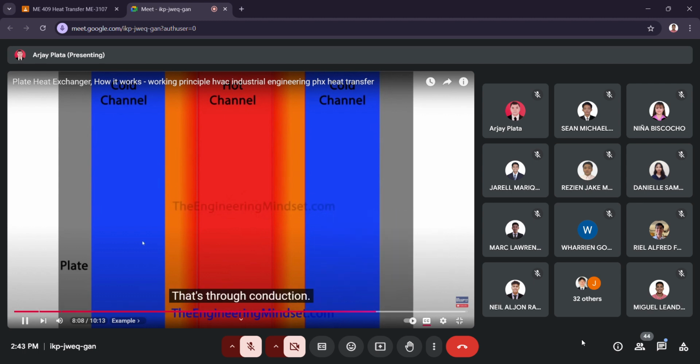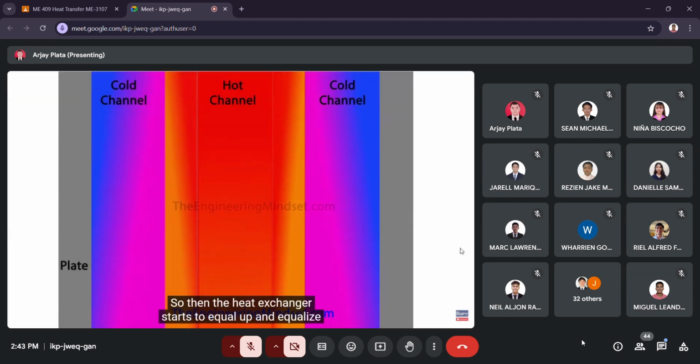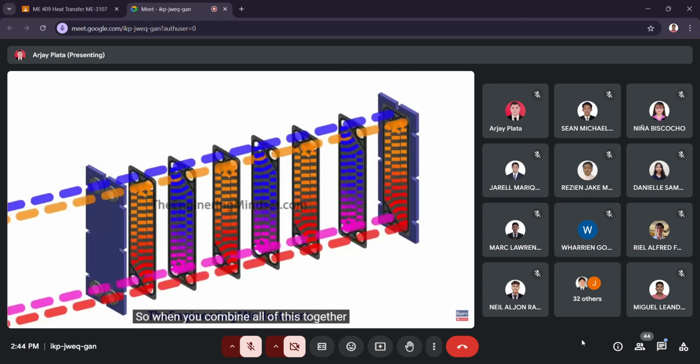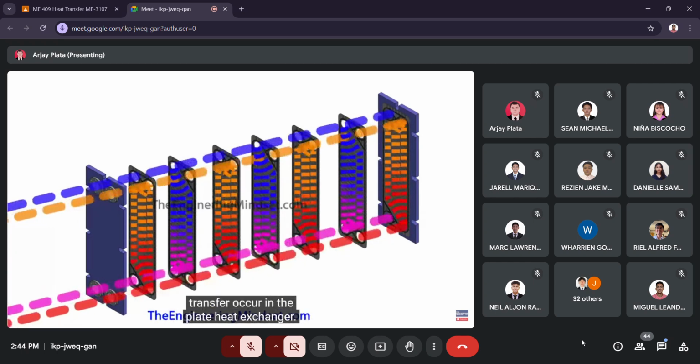That's through conduction. And as that happens, the cold fluid begins to warm up, and obviously the hot fluid is going to start to cool down. So then the heat exchanger starts to equalize out, and that means that the cold fluid is going to exit warm, and the hot fluid is going to exit cool. And that temperature gradient is going to then vary through the heat exchanger, through the plates, and also through the fluids which are conducting the heat. So when you combine all of this together, that is how you get the heat transfer occurring in the plate heat exchanger.